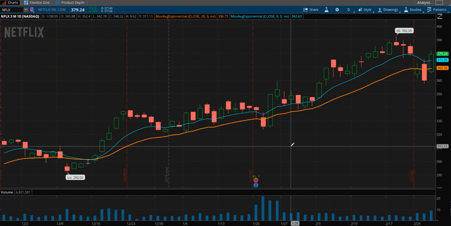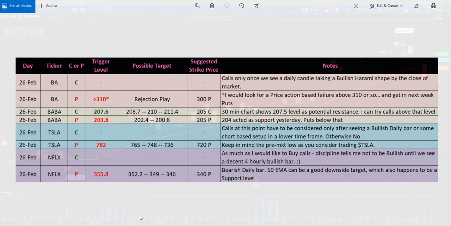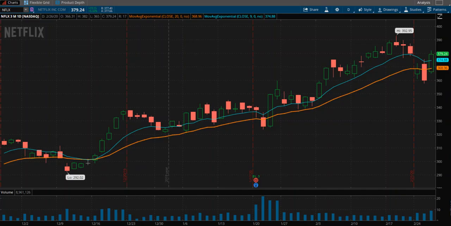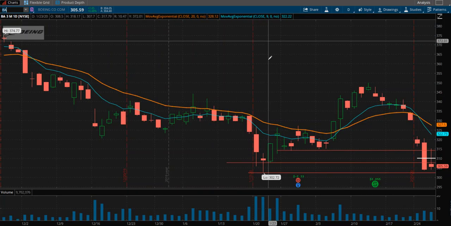So let's take a look at Boeing. Annie's thought process today was, if price moves above 310, look for a price action based failure and then get in next week puts. Okay, simple, but what does that mean? How does it look?